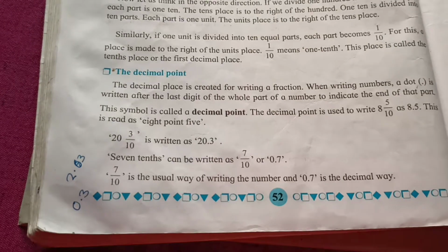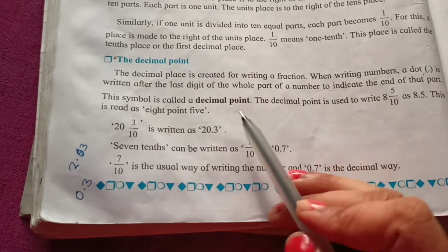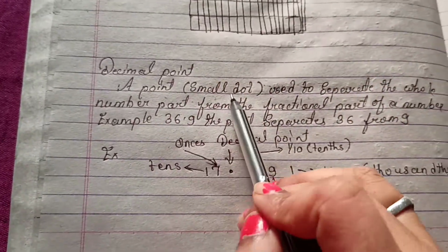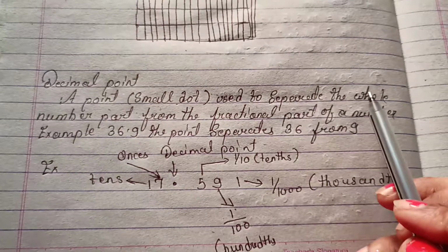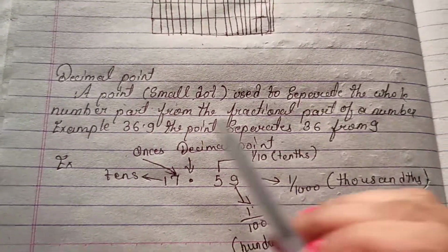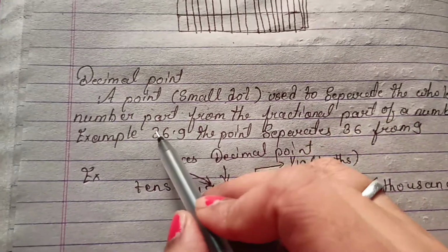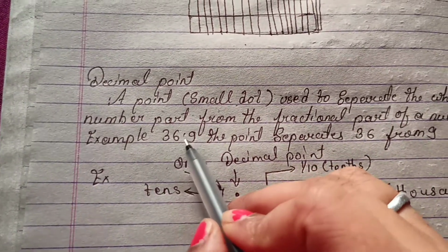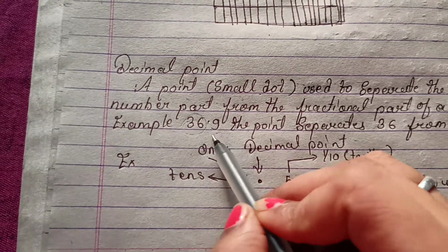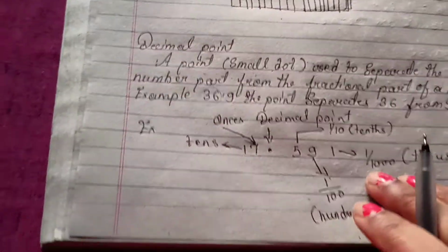Okay, and this symbol dot is denoted as the decimal point. First of all, we'll read the definition. A point, a small dot, used to separate the whole number part from the fraction part of the number. If you see the example 36.9, 36 will be the whole number and this 9 will be the part of the whole. Clear?